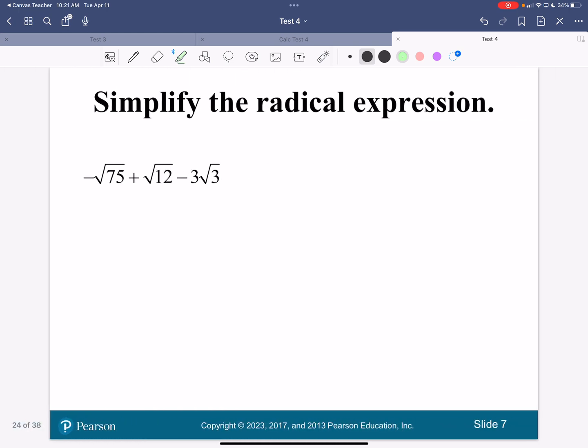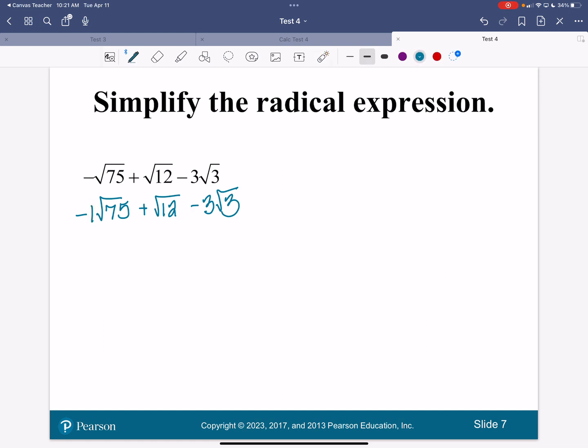So now, what is on the outside of this one right here? Negative, and we can think of that as negative 1. Okay, we can think about that as negative 1 on the square root of 75 plus the square root of 12 minus 3 on the square root of 3. Okay, so that negative 1 right there, you can think of it that way.